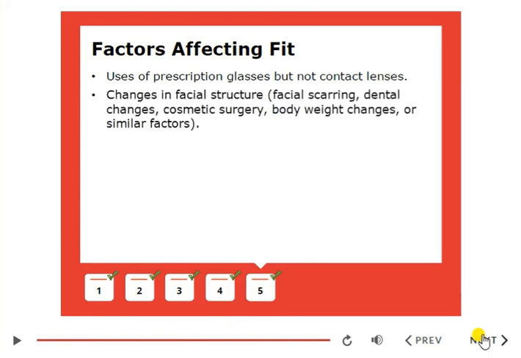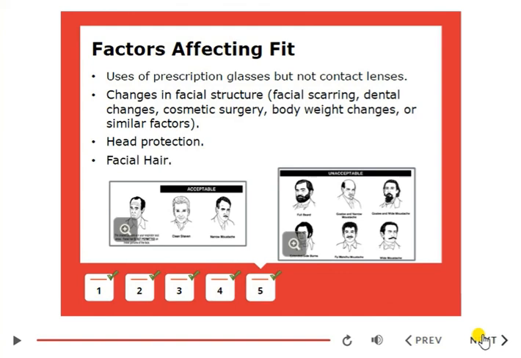Over time, a person's facial structure may change. In the event of changes to one's facial structure, for example due to facial scarring, dental or cosmetic surgery, a new fit test is required. Head protection may only be worn over the respirator straps and not between the respirator and the head. The last factor that may affect a respirator's fit is the presence of facial hair. There should be no obstruction between the wearer's skin and the mask. Click the images on the screen for examples of acceptable and unacceptable types of facial hair.